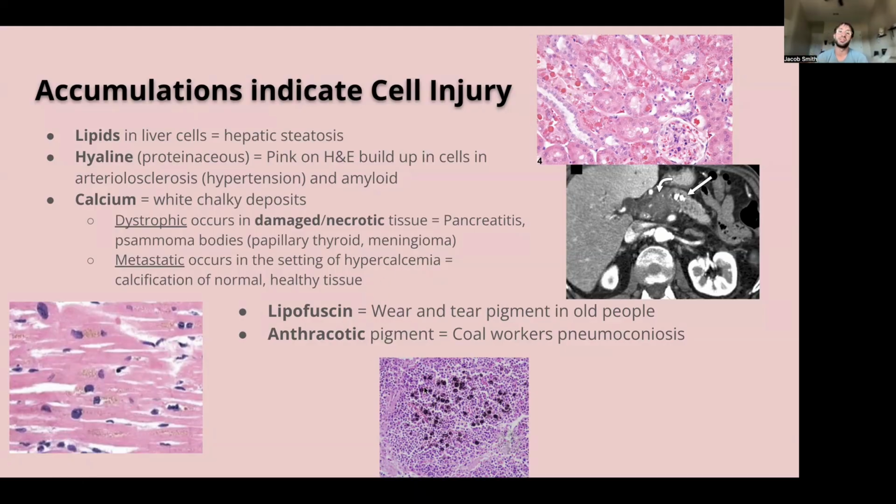And then lastly, anthracotic pigment. This is a workplace exposure. When coal deposits in the lungs, you can see obviously black pigment from the coal, known as coal workers pneumoconiosis. And that covers our chapters 1 and 2.